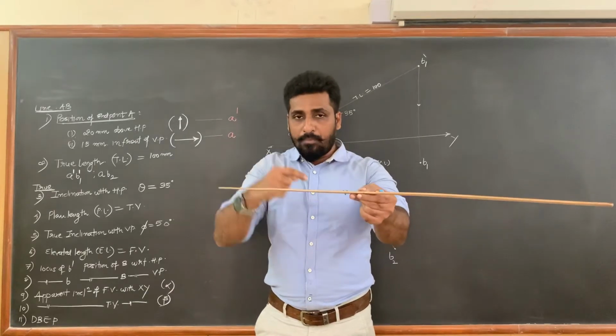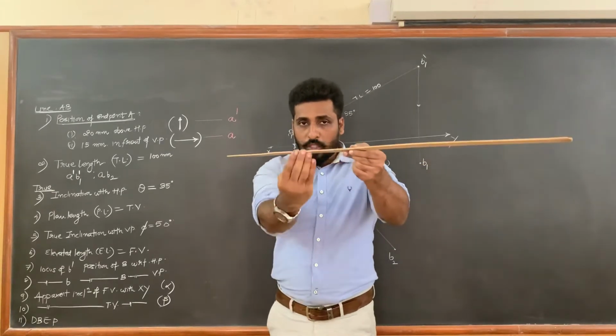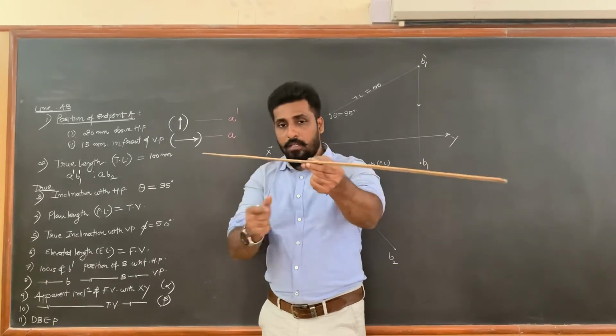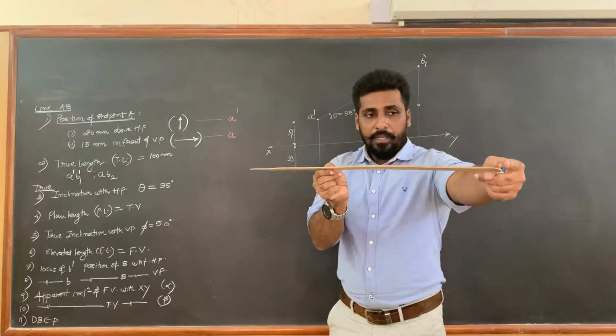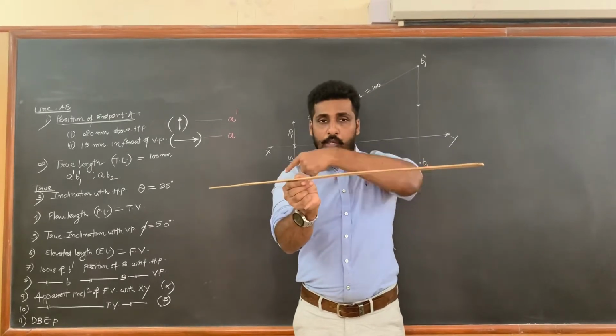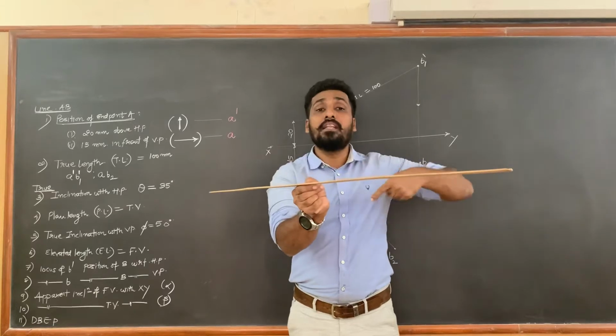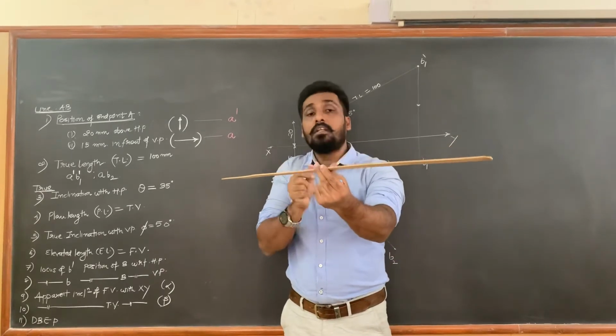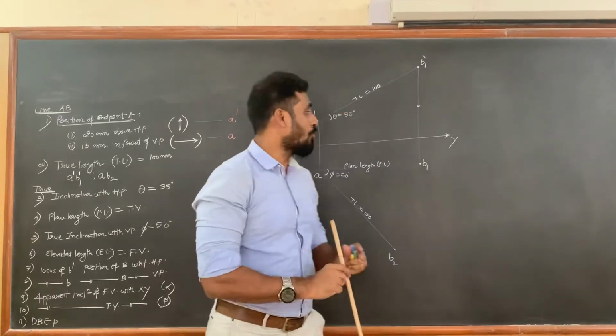Let's watch the same line from the front. Now when you watch from the front, this endpoint A will have its projection back here. This endpoint B will have its position back here. That means you will now be able to see only the apparent length in the front view. So the length of this line has been shortened in the front view. So let's draw the front view also.